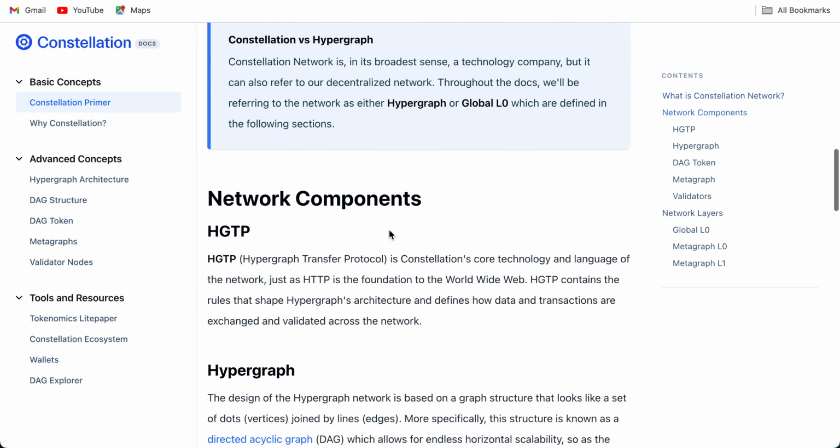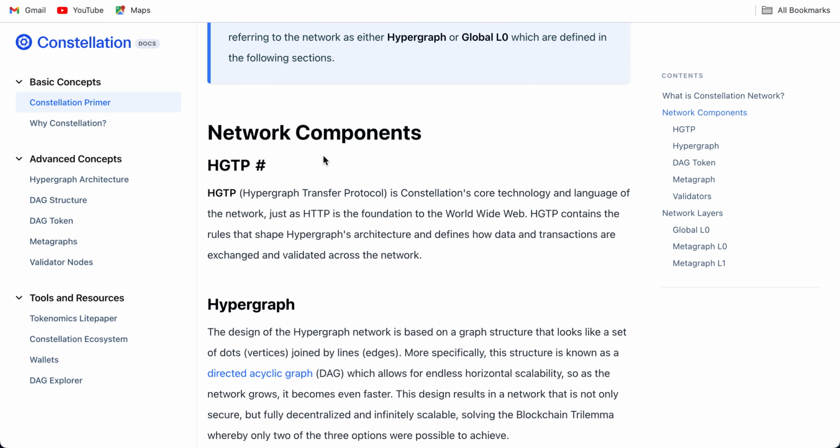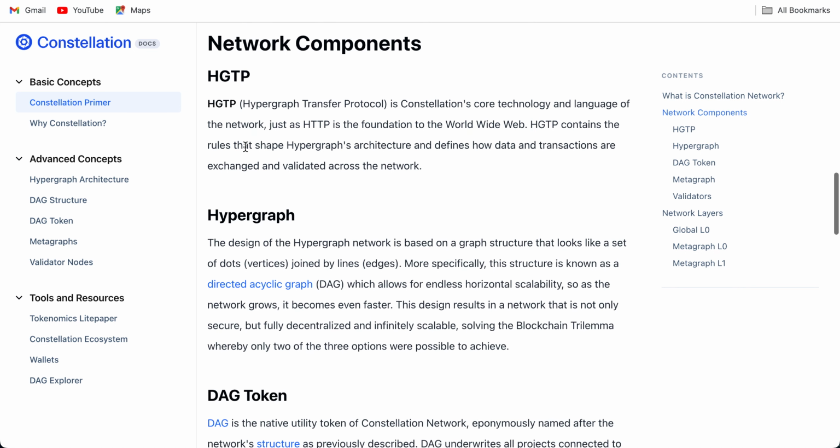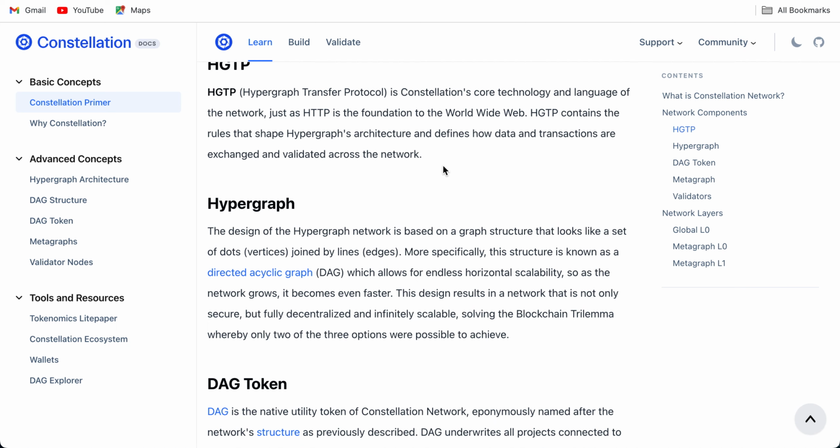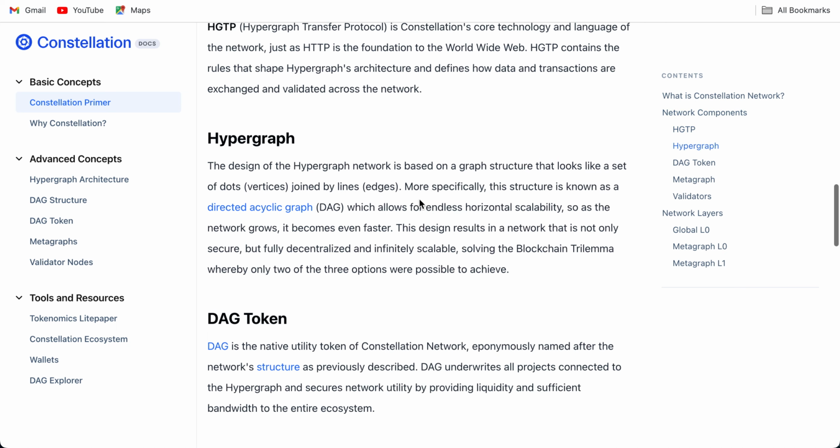So basically these are the network components. H-G-T-P. Hypergraph Transfer Protocol is Constellation's core technology and language of the network. Just as HTTP is the foundation to the World Wide Web, HGTP contains the rules that shape the hypergraph's architecture and defines how data and transactions are exchanged and validated across the network. So this is basically the core language of the network.